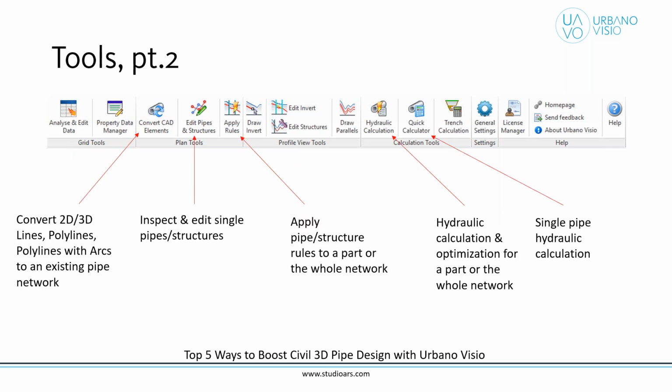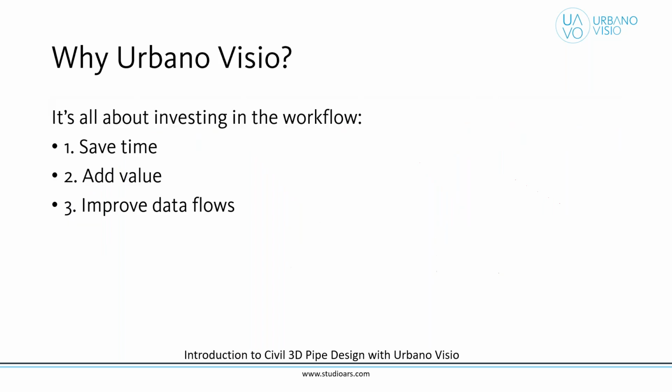The other tools, which I will not be showing today, include a tool to convert lines and polylines to an existing pipe network. With Civil 3D, you can only ever convert to a new pipe network. You cannot add to an existing one. With this tool, you can. Then we have an inspection tool, which can be used to inspect and edit single pipes or structures. Then we have a tool to apply rules in different ways on parts of the network, on the whole network, and so on. And we also have some hydraulic calculation tools.